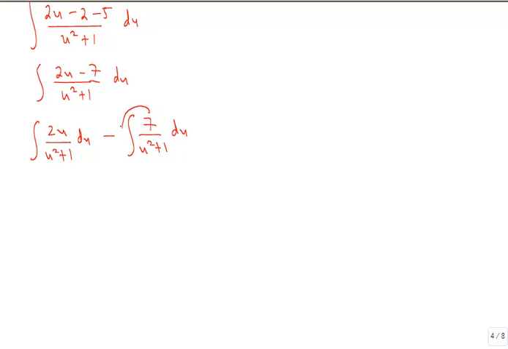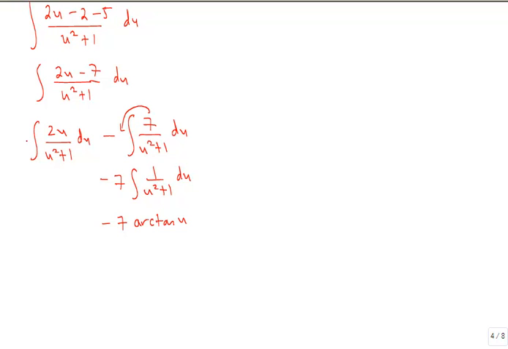So if I pull that 7 out, then for this second integral, I do have now that 1 on top, so this one will become that arctangent. So this is going to be minus 7 arctangent of just u, since my a is 1.